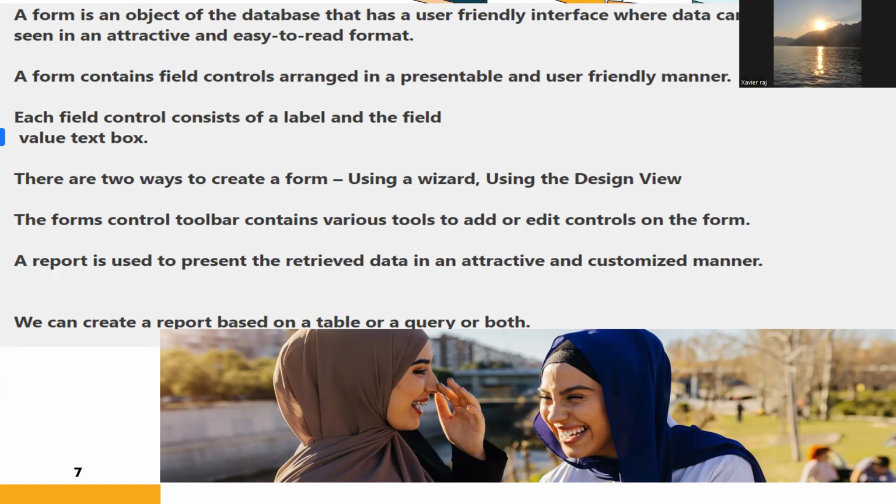A form contains the field controls arranged in a presentable and user-friendly manner. Each field control consists of a label and a field value text box. So that is the control of the form. You can keep what you want, the label or the text field or the button or the radio box. Then there are two ways to create the form, using a wizard or using a design view. Then the form control toolbar contains various tools to add and edit the controls on the form.